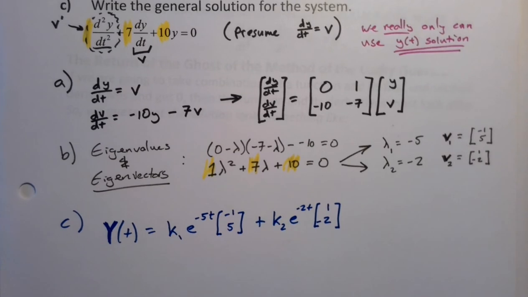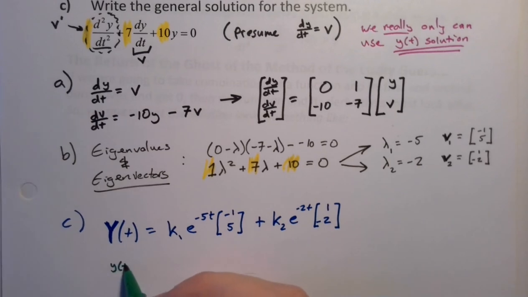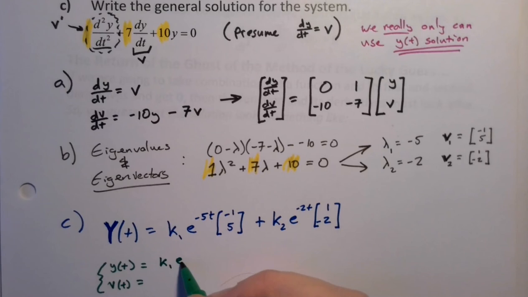And so this is the general solution for the system, but this is not the solution for the original equation that we came up with. The general solution for the initial equation is really only the y of t part of it. If you think of this as being written in parametric form, we'd have y of t and v of t equations. The first equation is k1 e to the -5t plus k2 e to the -2t, with a negative in front of it because of the -1. That's the position equation, y of t.